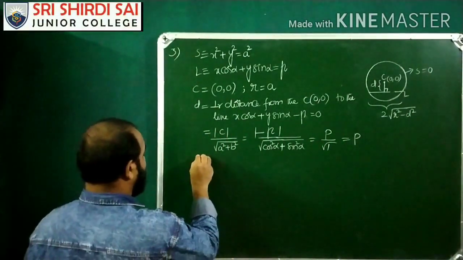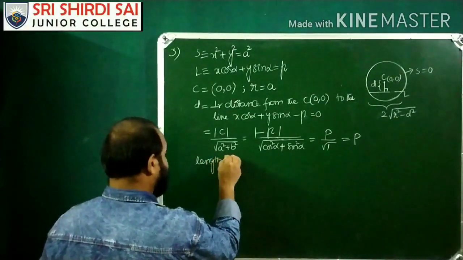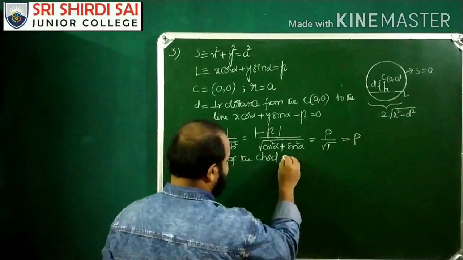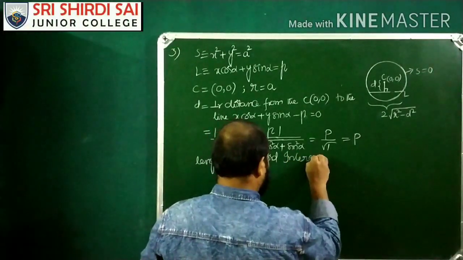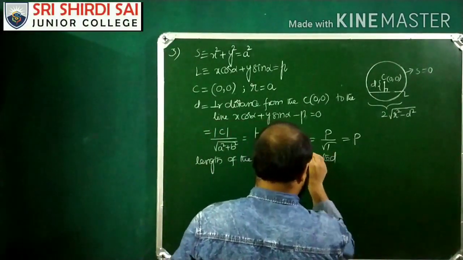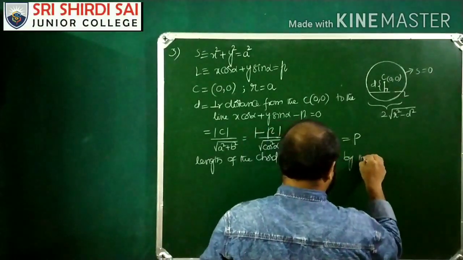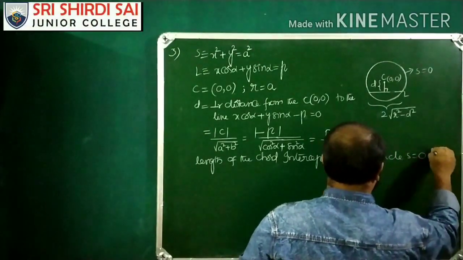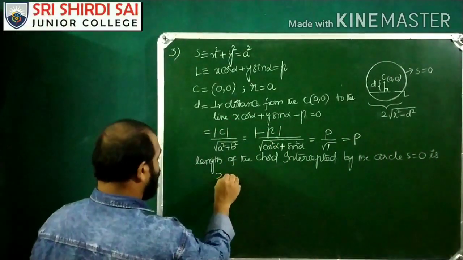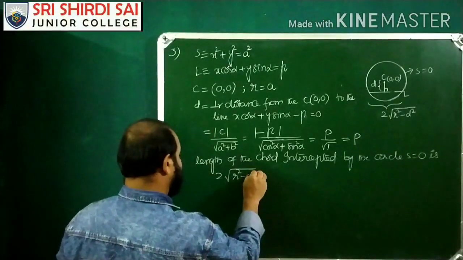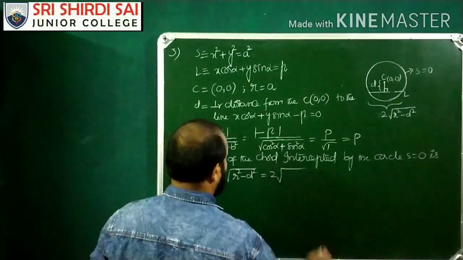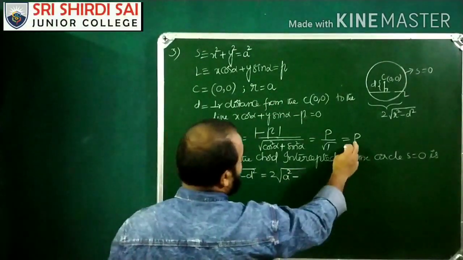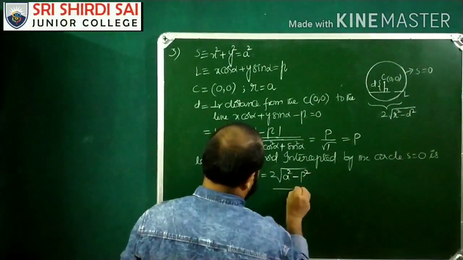Therefore, the length of the chord intercepted by the circle S equals to 0 is 2 root of r square minus d square. So 2 root of r square is a square minus d square is p square.